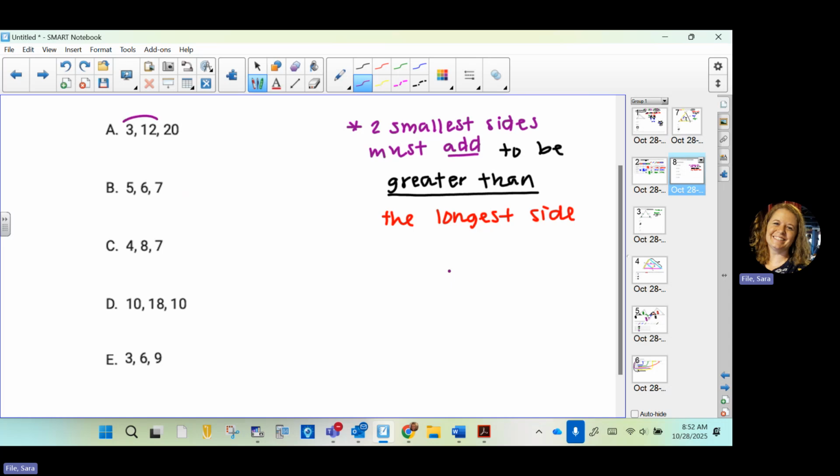So the 2 smallest, I'm just going to circle in each of these sets, and I'm going to add those. So 3 and 12 would be 15. 5 and 6 would be 11. 4 and 7 would be 11. 10 and 10 would be 20. And 3 and 6 would be 9. Now I'm comparing it to that third side.